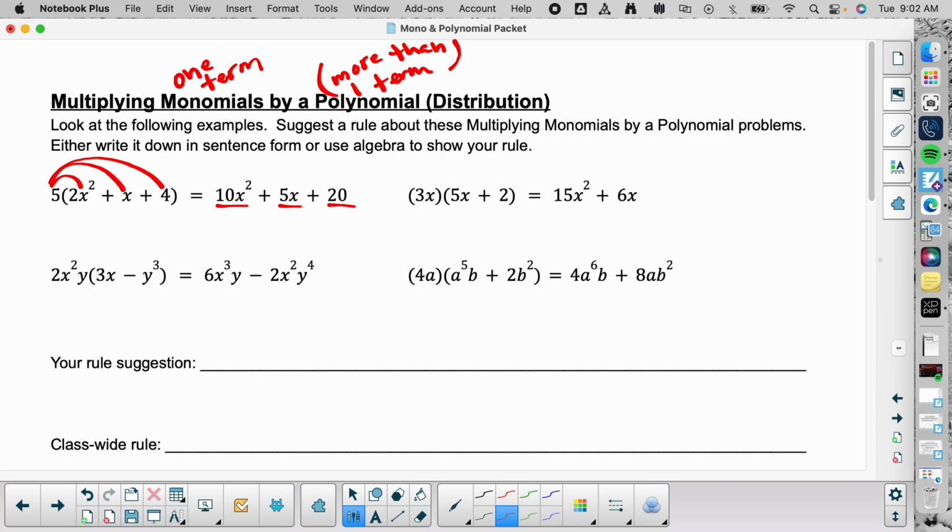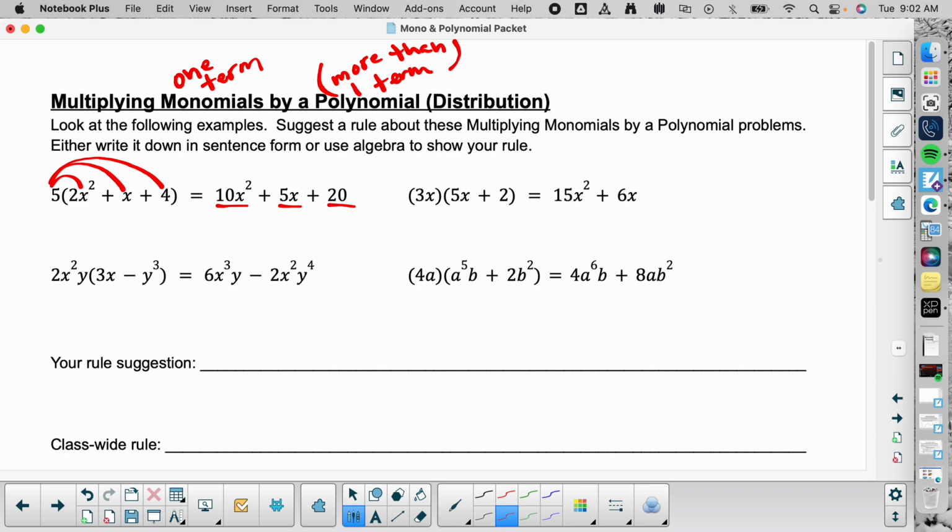So this very first one's kind of a very small one with not much there. 5 times 2x squared, we would do 5 times the 2. There's no other letters to combine together, so we just leave the x squared alone. 5 times x, they're different to start with, so we just write them next to each other. 5 times the 4 is 20. And then you keep the signs, the plus or minus signs, in between.